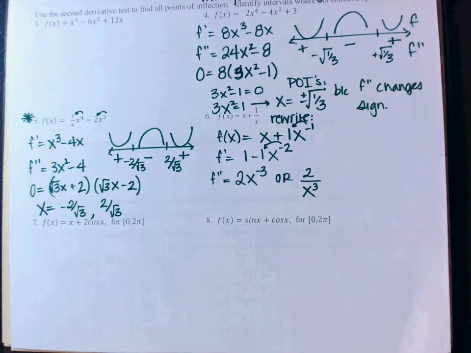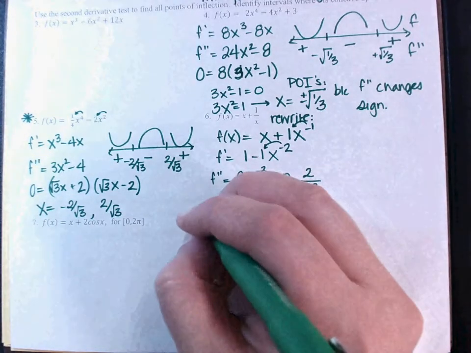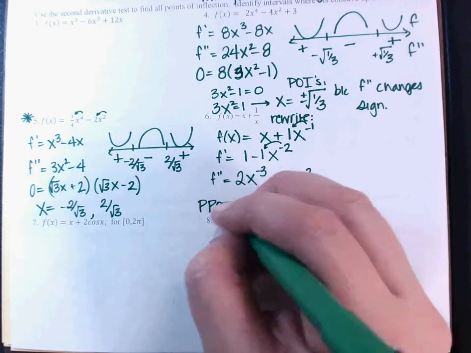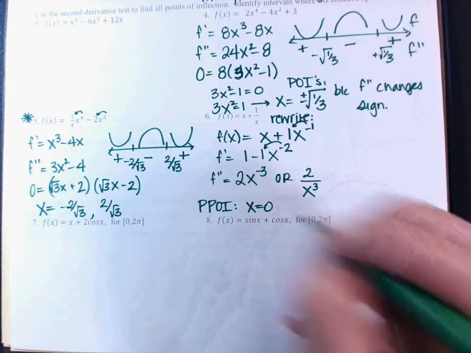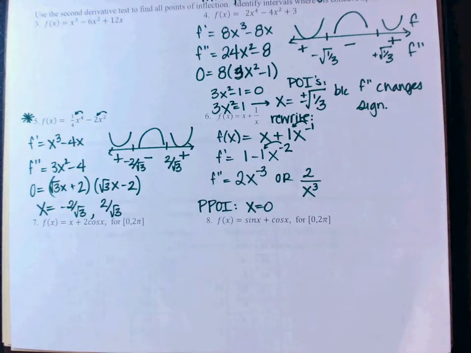From here, remember that your critical numbers, even though they're not really called that for the second derivative test, can come from the top or the bottom. What will make the top of that 0? Nothing, but the bottom would be 0. Remember Friday, we called these PPOIs. If you were gone on Friday, that stands for a possible point of inflection. How does it become a point of inflection if there's a sign change?